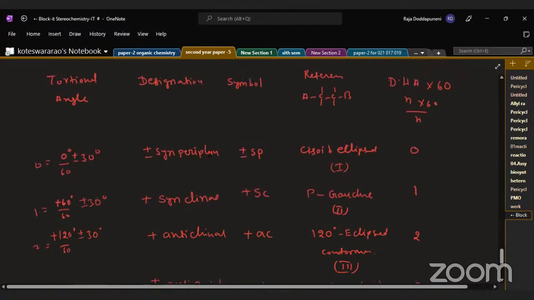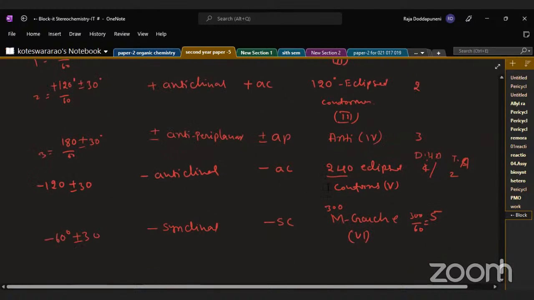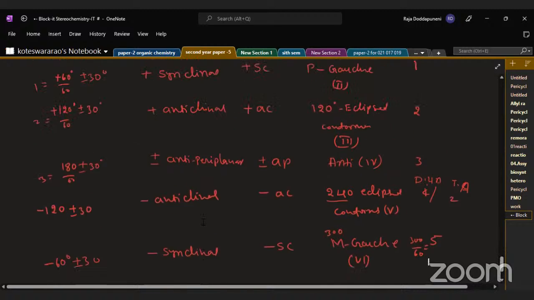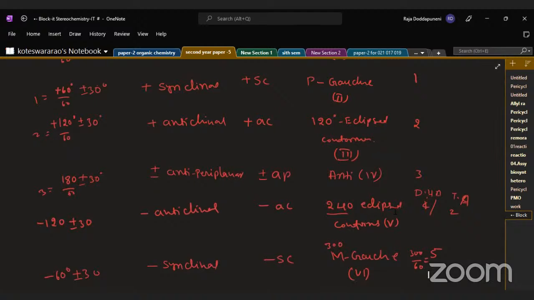Plus or minus syn-periplanar is known as cissoid eclipse, and plus synclinal is known as Taragashi, plus anticlinal is known as plus eclipse conformer, plus or minus anti-periplanar is known as anti-conformer, and minus anticlinal structure is known as 240 eclipse conformer, and minus synclinal structure is known as Metagaussian conformer. These are very helpful to understand the conformational structures of C-C bond acyclic compounds, which undergo rotation to generate several kinds of conformations.